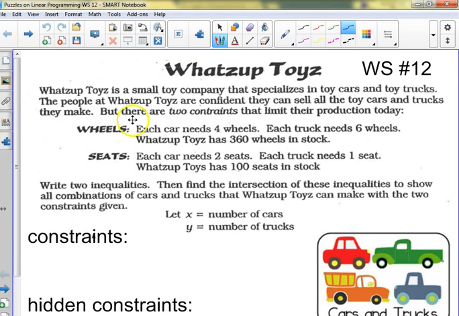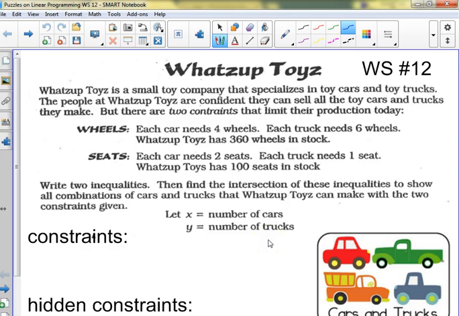It says, What's Up Toys is a small toy company that specializes in toy cars and trucks. The people at What's Up Toys are confident they can sell all the toy cars and trucks that they can possibly make. But there are two constraints that limit their production today. Each car that they make needs 4 wheels, each truck needs 6 wheels, and they only have 360 wheels in stock. Okay, each car needs 2 seats and each truck needs 1 seat, but they only have 100 seats in stock. All right, they helped us out. They said we should let X be cars and Y be trucks.